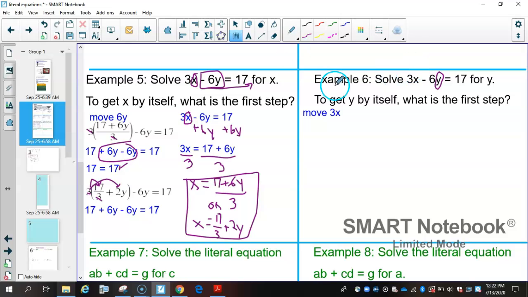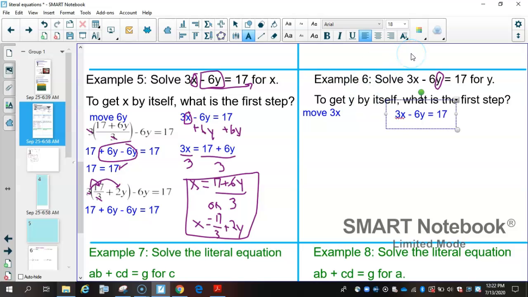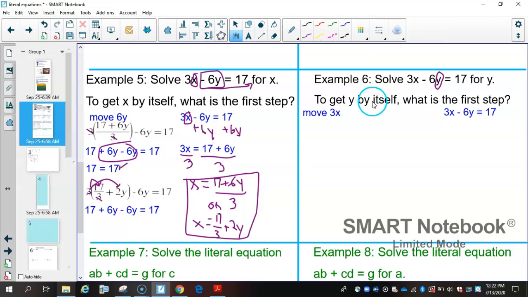Okay? So now, let me again rewrite this equation down here. So if we're moving 3x as the first step, are we adding or are we subtracting? Hopefully you said subtracting because this is positive, which means there's an invisible plus in front. So to do the inverse, we would subtract.